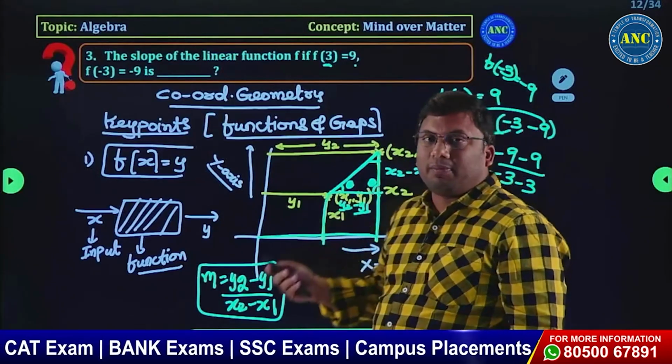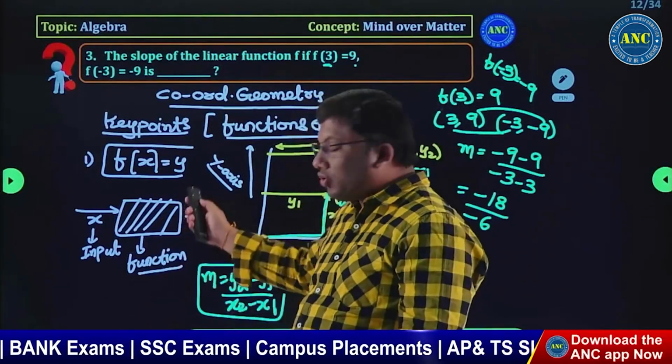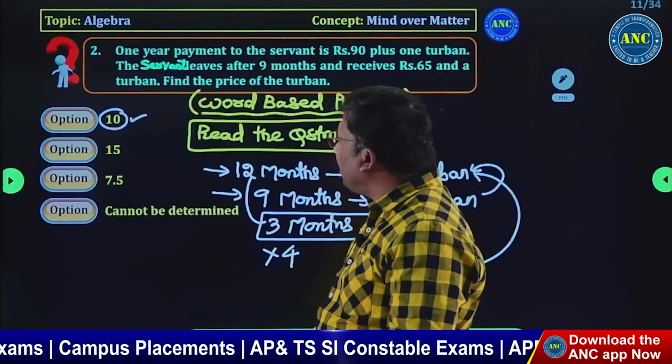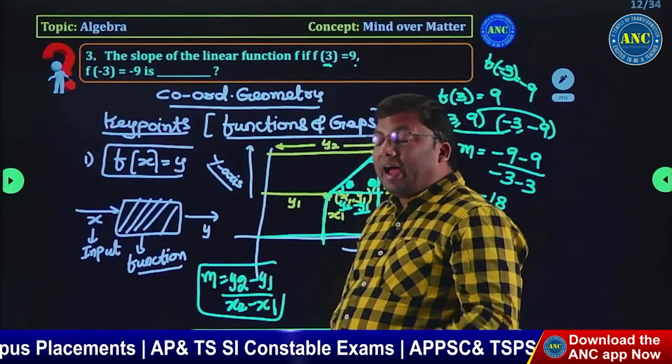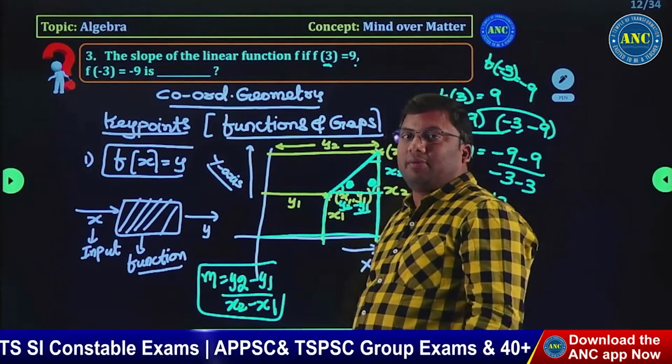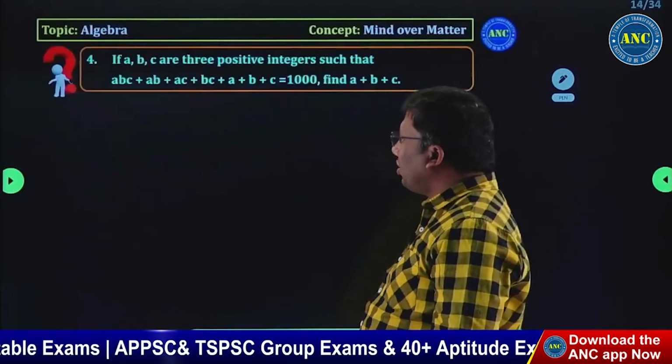y2 minus y1 by x2 minus x1. This first question is elimination of answer options. But there are questions where answer options will not be given. Unless you are good in fundamentals, you will not be able to solve the questions.